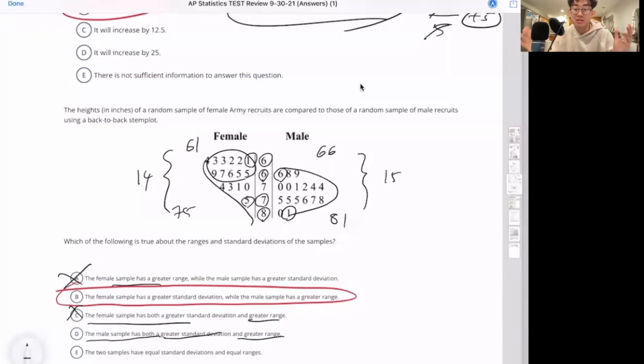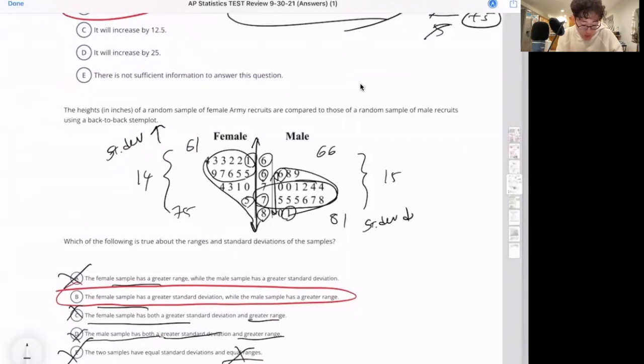Guys, standard deviation is the measurement of spread. You can see that for females the overall spread is larger, because it's skewed to the left and you want to contain that value, versus males where it's really narrow and very congested, centered around the 70s right here. So the standard deviation among the males would definitely be smaller compared to the females. You just take a look at the shape and you can already tell. The two samples have roughly equal ranges? Nope, they don't. That eliminates 3 choices right away. The female sample has a greater standard deviation because it's more spread out, while the male has a greater range. Absolutely true.